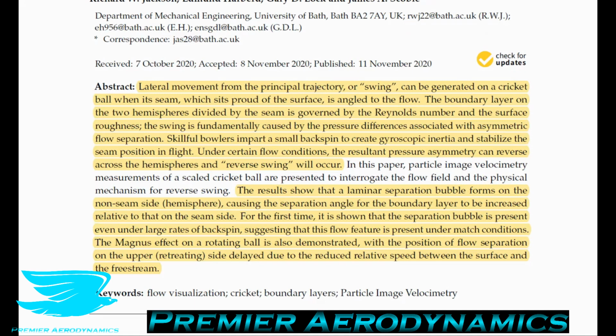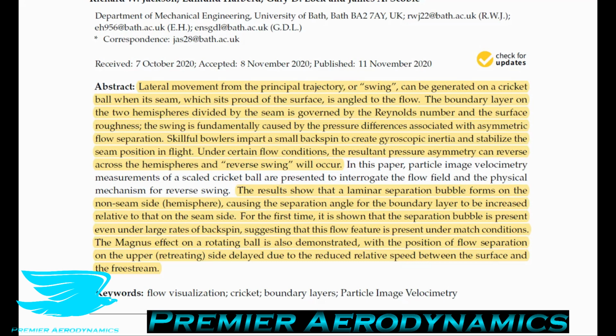So, lateral movement from the principal trajectory, or swing, can be generated on a cricket ball when its seam, which sits proud on the surface, is angled to the flow. So proud means it's just on the top, so it's protruding. The boundary layer on the two hemispheres divided by the seam is governed by the Reynolds number and the surface roughness. The swing is fundamentally caused by the pressure difference associated with asymmetric flow separation. Skillful bowlers impart a small backspin to create a gyroscopic inertia and stabilize the seam position in flight.